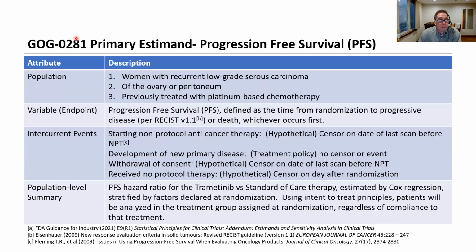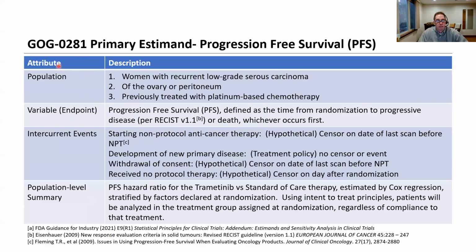So the primary estimand for GOG 281 was progression-free survival. And I put this up in all of its gory detail to say that when you're designing your study, you should put the same amount of thought into whatever your primary endpoint is. This framework is pretty clearly laid out in the FDA guidance document from 2021, the addendum on estimands and sensitivity analysis in clinical trials. You can get that off the FDA website whenever you like.